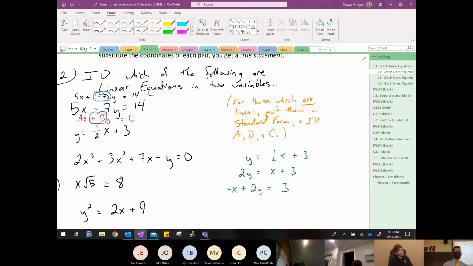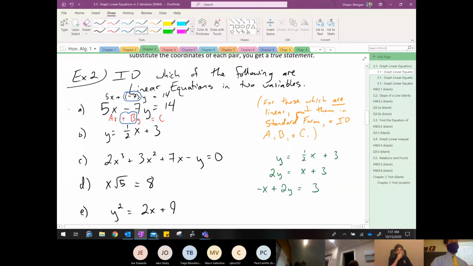And so what we just learned is that you could take an equation that's not in standard form, and although it's not in standard form, we can manipulate it. We can put it in standard form. So this certainly is, part B is, much like part A, a linear equation. We weren't asking which of the following are in standard form. We were asking which of the following are linear equations.